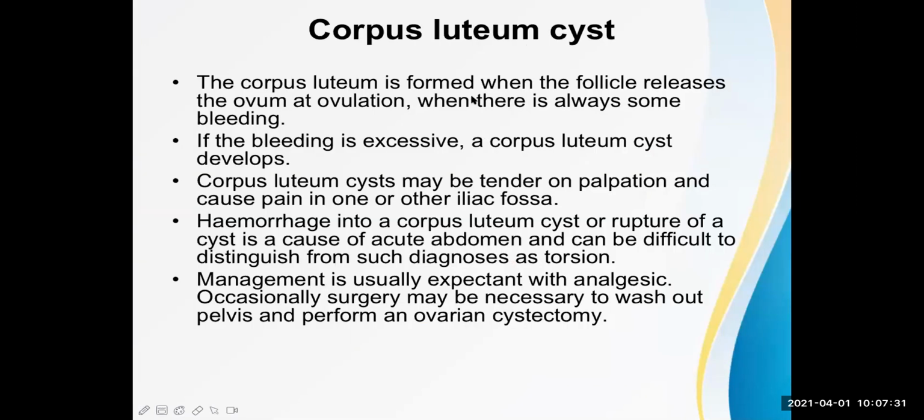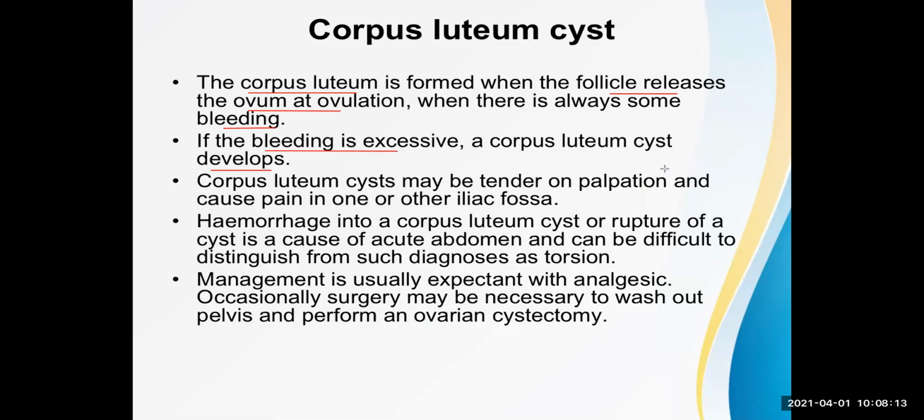Now another is a corpus luteum cyst. We all know what is corpus luteum. This corpus luteum is formed when the follicle releases the ovum at ovulation, and there is always some bleeding associated with it. A bit of bleeding is a natural process when ovulation occurs. But if the bleeding is excessive, a corpus luteum cyst develops. A very simple meaning. A bit of bleeding is okay, it is normal. But if the bleeding is excessive, and the blood collects there, this is called a corpus luteal cyst.